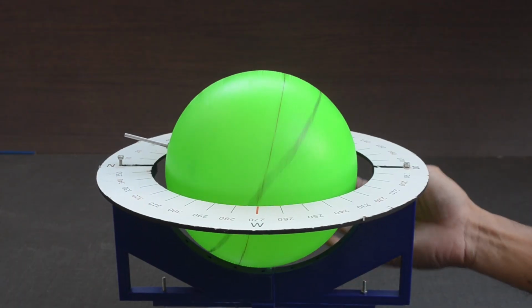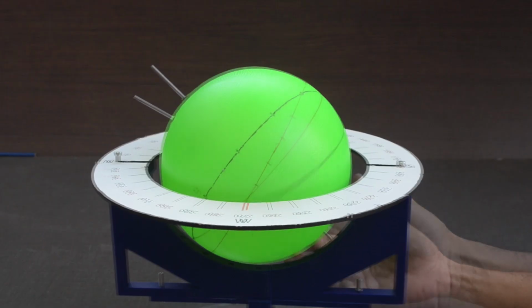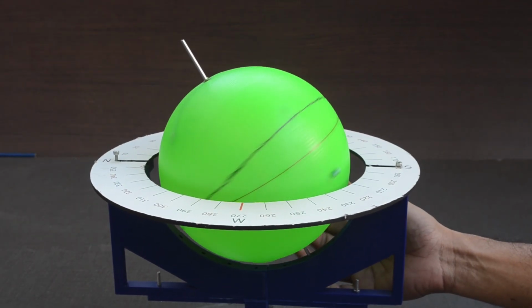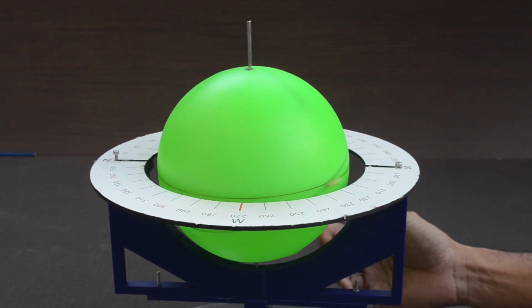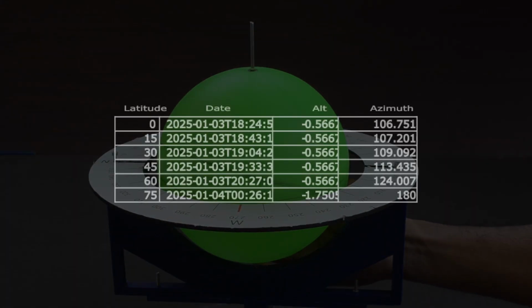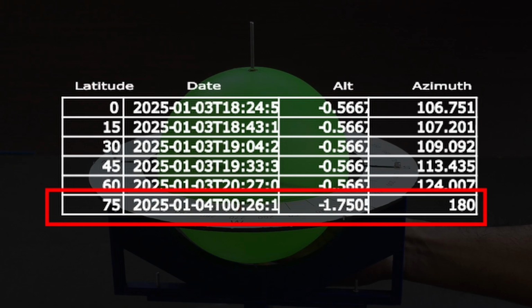Now let us find out if the rising time as well as position of the star changes if we change the latitude. With Sun at the vernal equinox position, we will change the location on Earth. As you can see, as the latitude increases towards the north, rising time as well as position of azimuth changes for the star. At latitudes more than 75 degrees, the star never rises as well as sets. This is true for all days of the year.